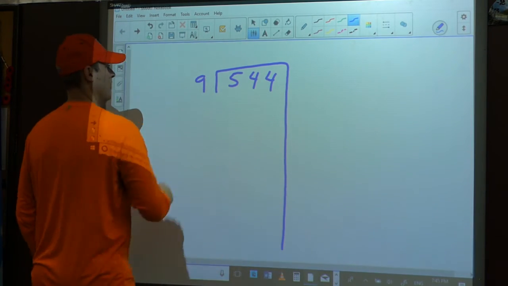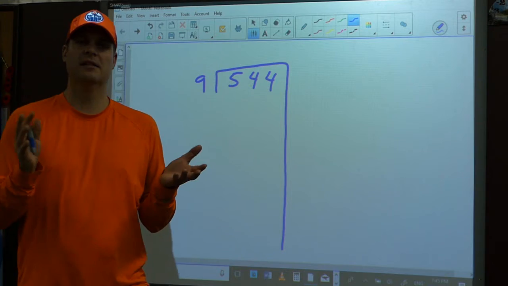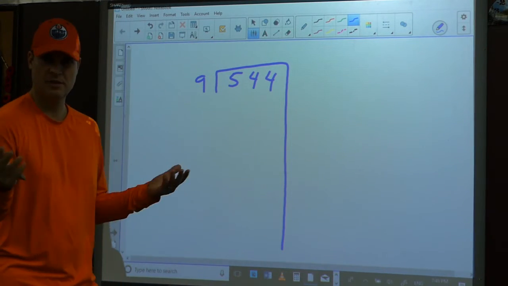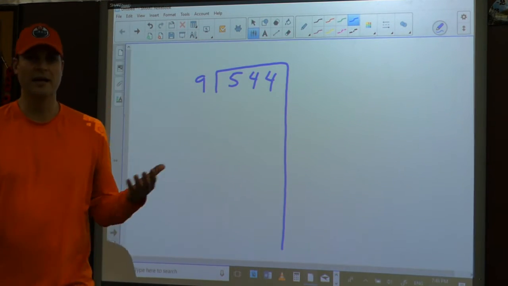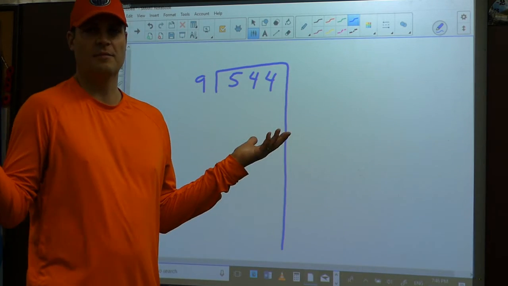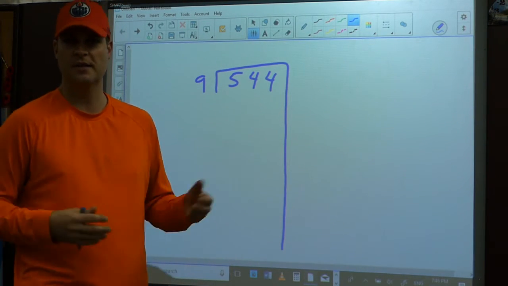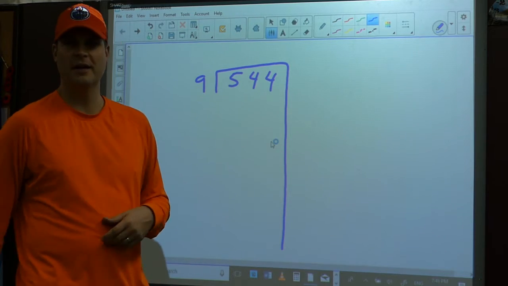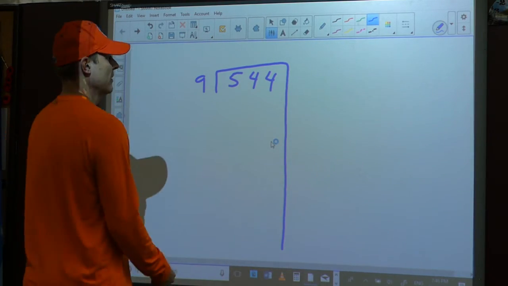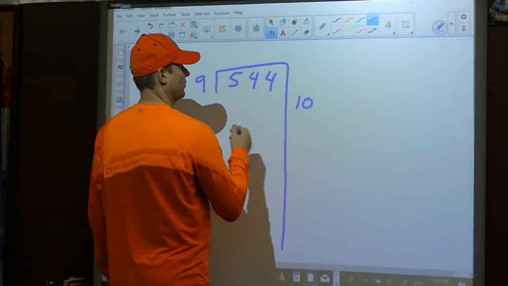And we're going to divide it by 9. Let's just see what happens and how we can work it through and see where we end up. Again, we've got to think of numbers that are easy to multiply, and we want to see if we can get close to that number 544. If right now you're at a loss of what that might be, usually multiplying by 10 is a good start. So let's go ahead, multiply by 10.